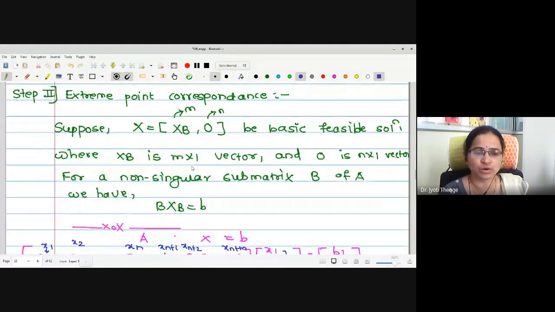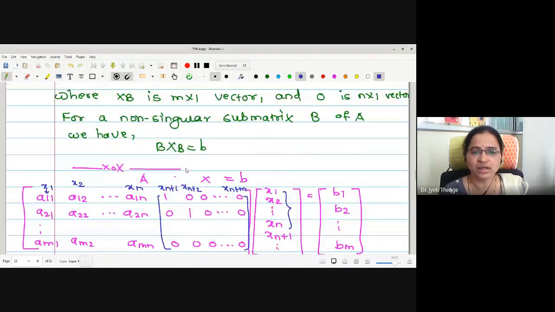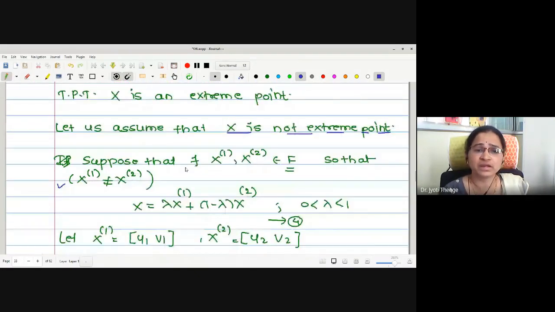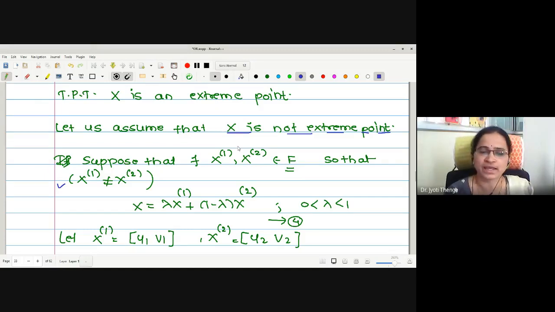In the second part, in order to prove the extreme point correspondence of the basic feasible solution, we started with a basic feasible solution, right? Then, to prove that this X is an extreme point, we started with a contradictory assumption that X is not an extreme point. If it is not an extreme point, there exist two distinct points x1 and x2 where this x can be written as a convex combination. The very simple meaning is that this x will lie on the line joining the two points x1 and x2, which is actually the contradictory statement to an extreme point.